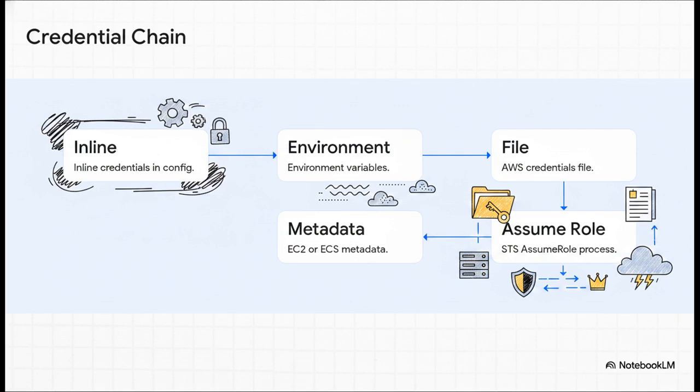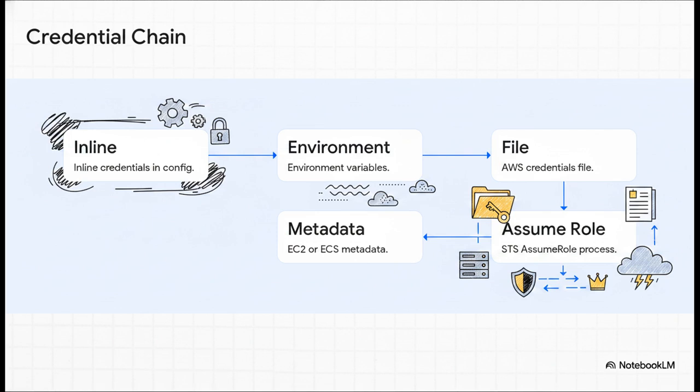It moves down a strict list until it finds valid keys. First, it checks for inline credentials provided directly in the config. If it doesn't find any, it checks environment variables. Then it looks for an AWS credentials file on the system. If still nothing, it tries an assume role process via the Security Token Service. And finally, it falls back to grabbing credentials directly from the EC2 instance or ECS container metadata.